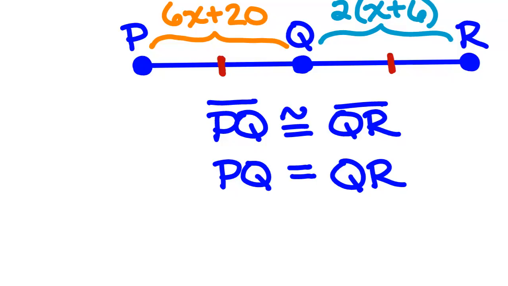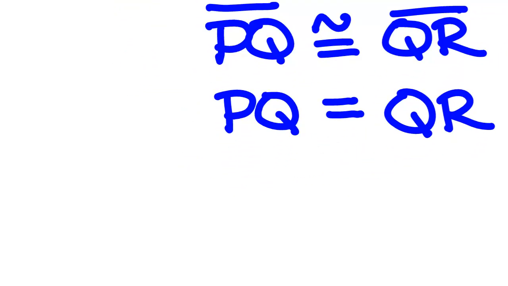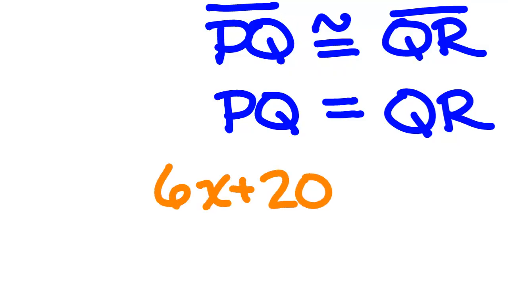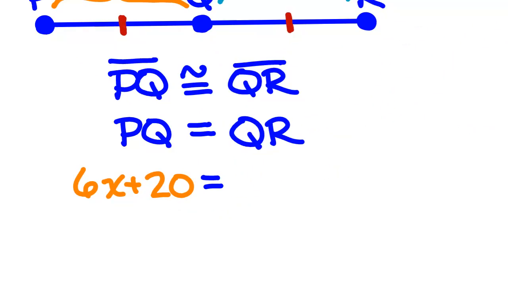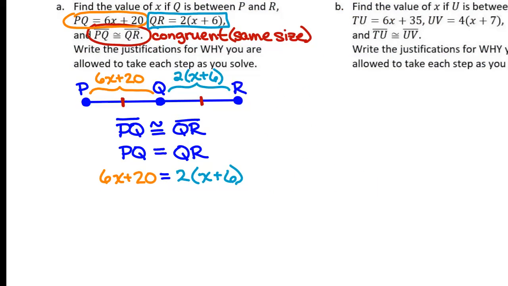And when I talk about the length of the segments, now I can substitute in numbers or expressions that I have for those pieces. So PQ was 6x plus 20, so I'm going to put that in for PQ. 6x plus 20 equals, in the place of QR, we're going to put 2 times x plus 6. And now we're going to solve this for x.